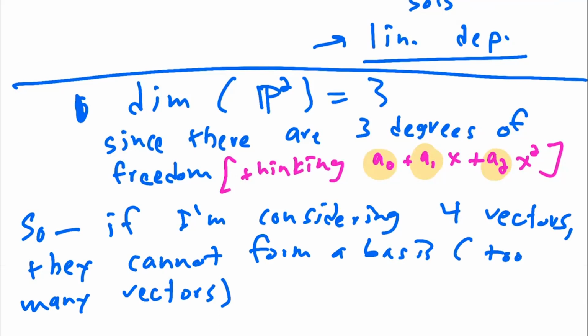And since I already know at the beginning that the dimension of this space is 3, I know that 2 is not going to be enough. I know that 4 is going to be too many. Basically, I know that this is a 3-dimensional space.